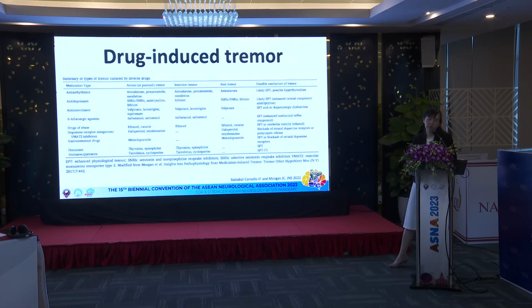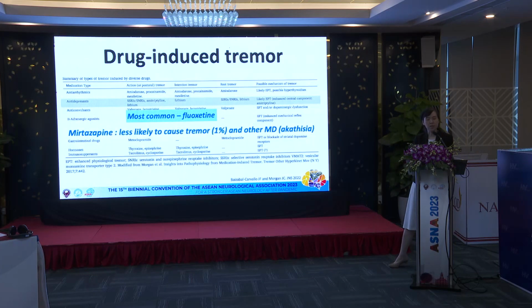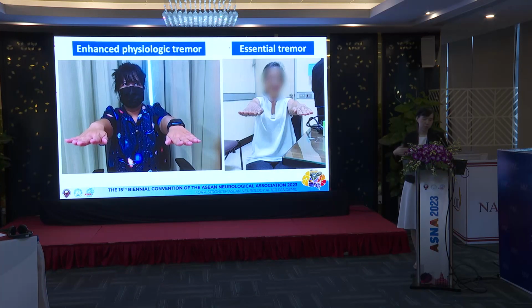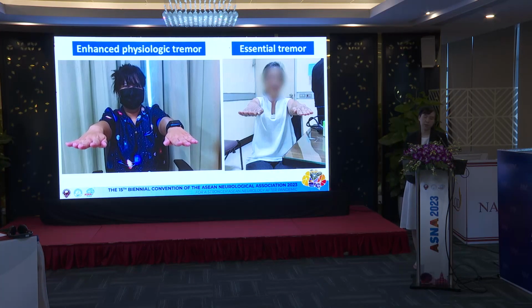We might have to think about drug-induced tremor in this case because she has been taking an antidepressant. But the SSRI, especially fluoxetine, is the most common cause of drug-induced tremor, especially postural tremor. But when you look at the data for mirtazapine, this is less likely to cause tremor and other movement disorders. The most important key to diagnose drug-induced tremor is the temporal relationship between the tremor and the offending drug. And you can see here that she has been taking it for years, but the tremor just started within 3 months.